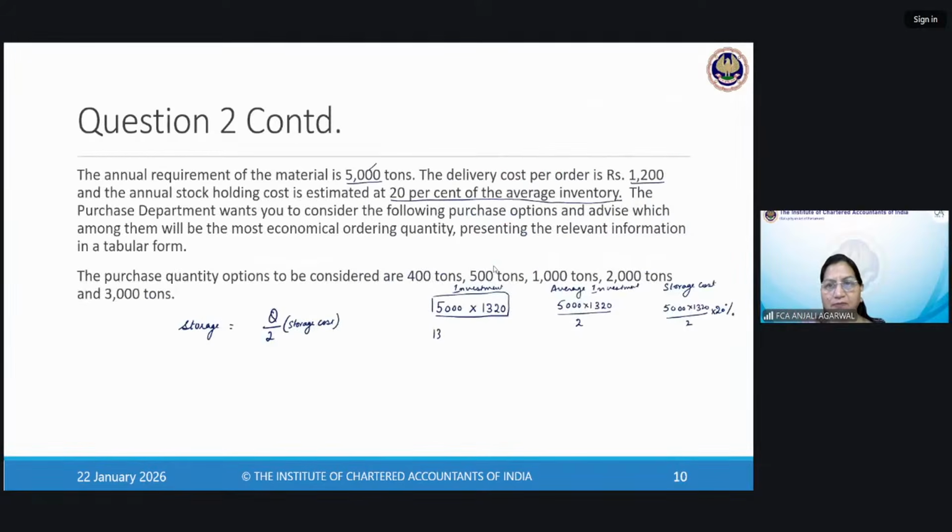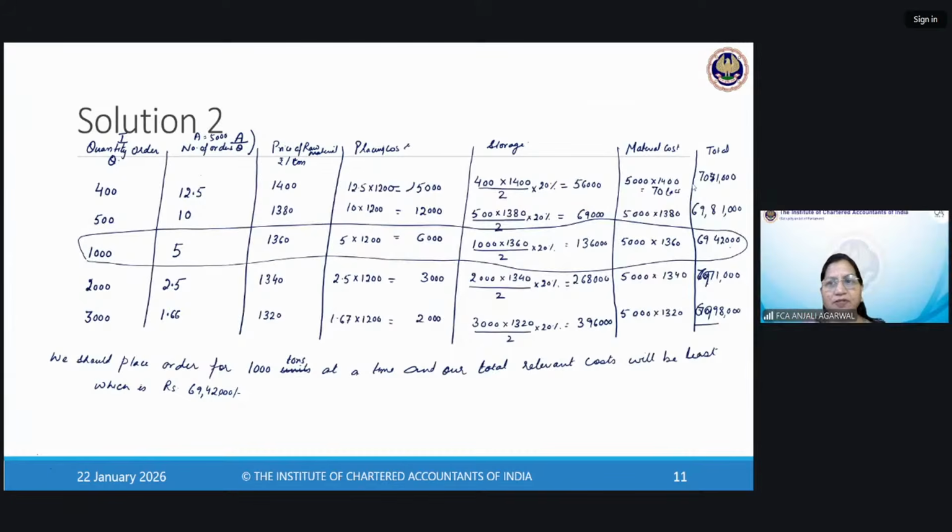Once again, if you have discounts, you will need a table and you will have to add up placing cost, storage cost, plus material cost to find out the total cost, and where the total cost will be least, that is your decision. So here we are going to place order for 1,000 tons, which means we are going to place 5 orders.